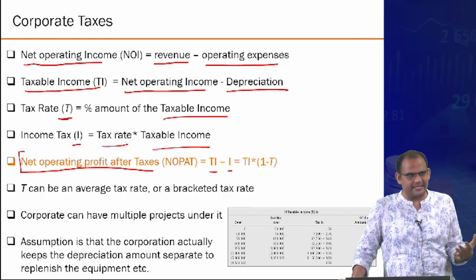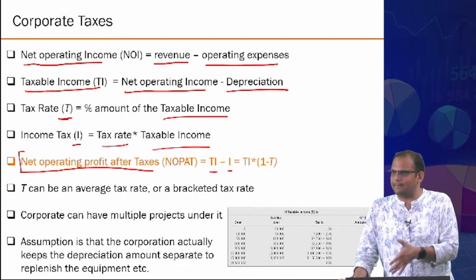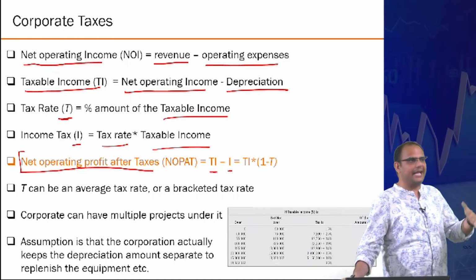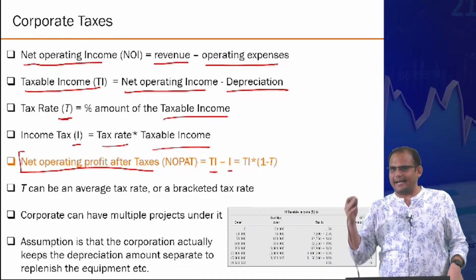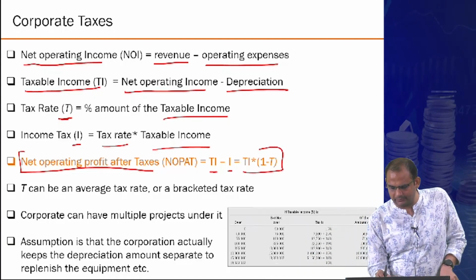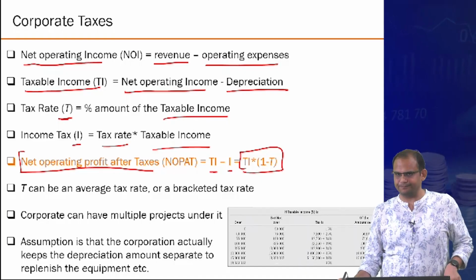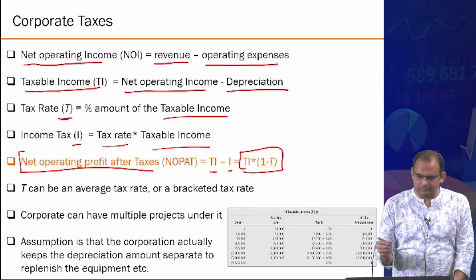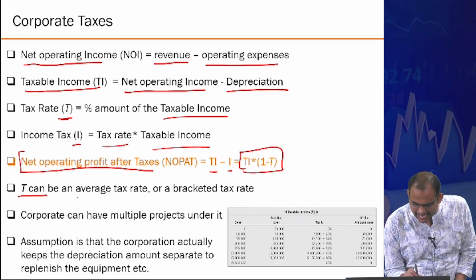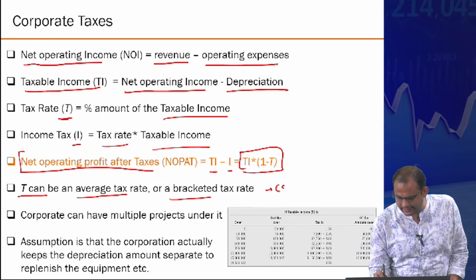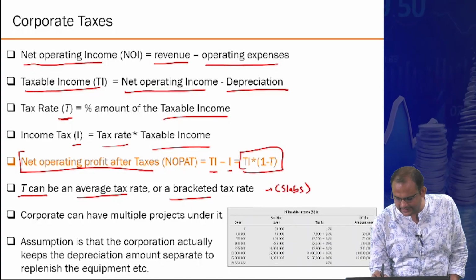So your income tax becomes the tax rate multiplied by the taxable income. Your net operating profit after taxation is your taxable income minus the tax amount that you have paid, which can become this kind of simple formula. Make sense? Now, as I mentioned, the T can be an average tax rate or it could be a bracketed tax rate, or in India we use the term slabs, tax slabs.